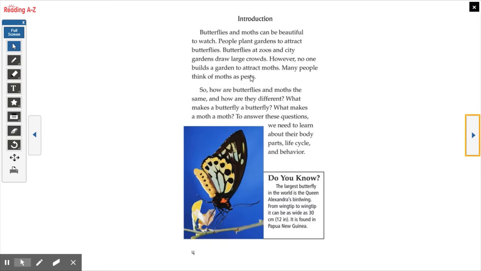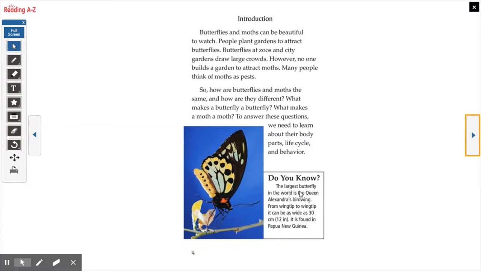And if you don't know what the word pest means, it means it's something that's kind of annoying or that you don't want around. When something is a pest, it's something that's bothering you. So they're saying people think that moths are actually pests. So how are butterflies and moths the same, and how are they different? What makes a butterfly a butterfly? What makes a moth a moth? To answer these questions, we need to learn about their body parts, life cycle, and behavior.